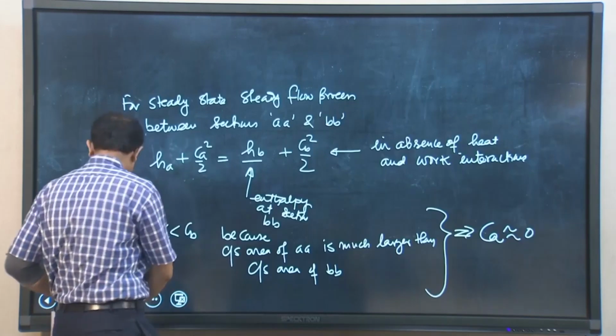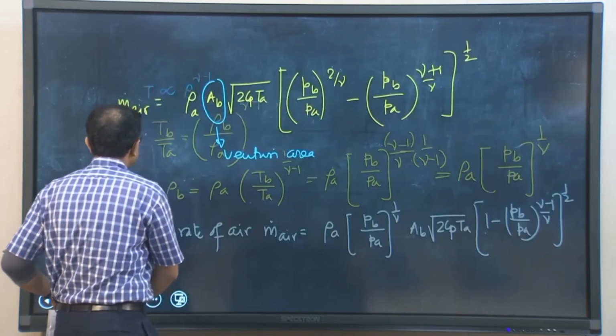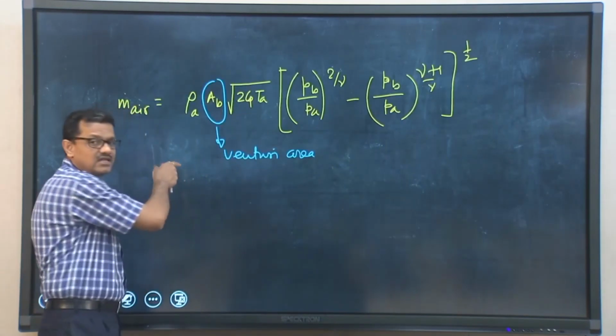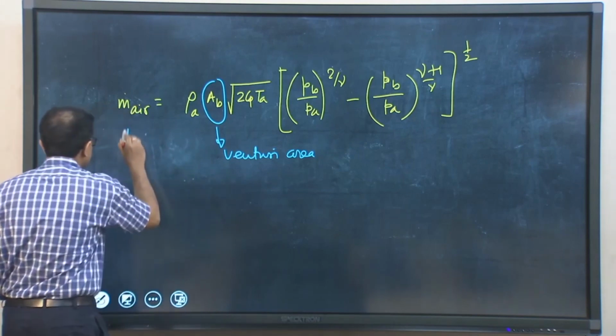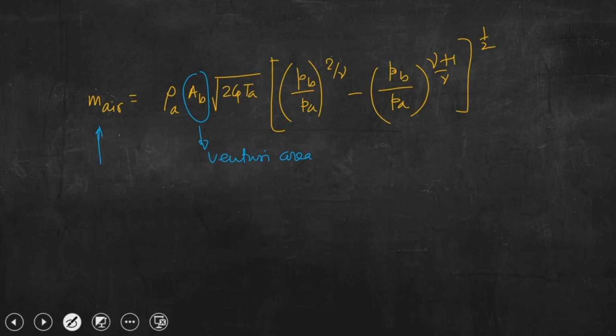So, accounting for this particular aspect, the mass flow rate that we could write over here is not the actual mass flow rate, rather this is the ideal mass flow rate. Why? Because we are accounting for the frictional loss. So, this is the ideal mass flow rate.